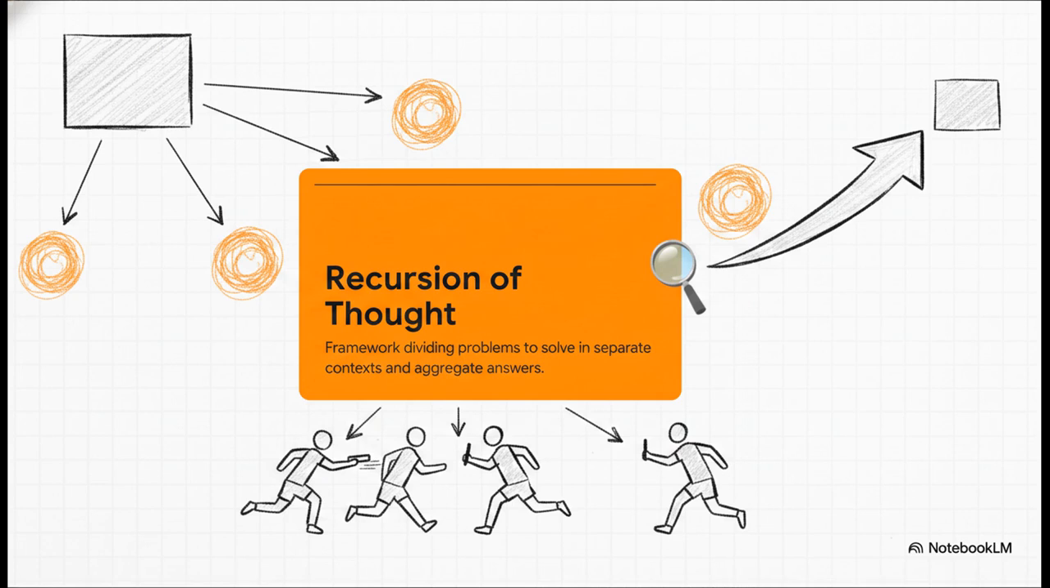Think of recursion of thought, or RoT, like a relay race. It's an inference framework built entirely around a divide and conquer strategy. Instead of forcing one poor runner to complete a grueling marathon carrying all the data at once, it breaks a massive problem down into smaller sub-problems. It solves those in completely separate, isolated contexts, and then just passes the baton to aggregate the final answer. It is honestly a brilliant shift in how we handle data.